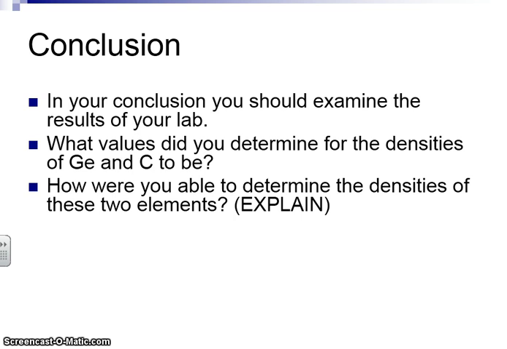Okay, so we restate. We talk about the densities we found for germanium and carbon. You need to explain to me how you found those densities. Okay, there's certain assumptions that have been made there. There's certain techniques. You need to explain those in your conclusion. You can't just throw a number in there and not explain where you found it from. So explain it.